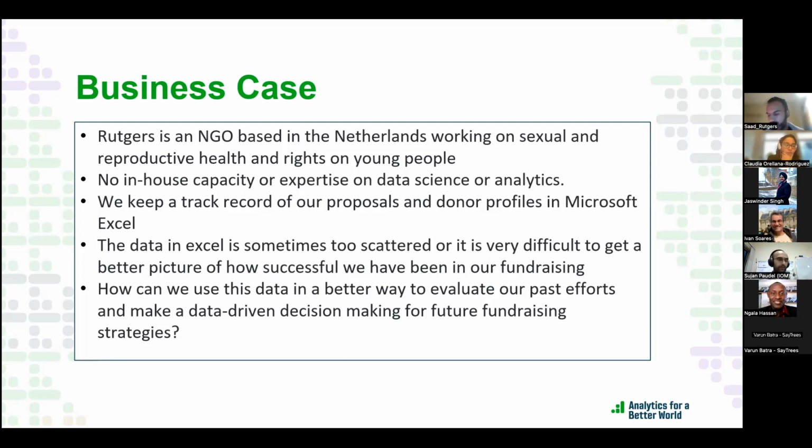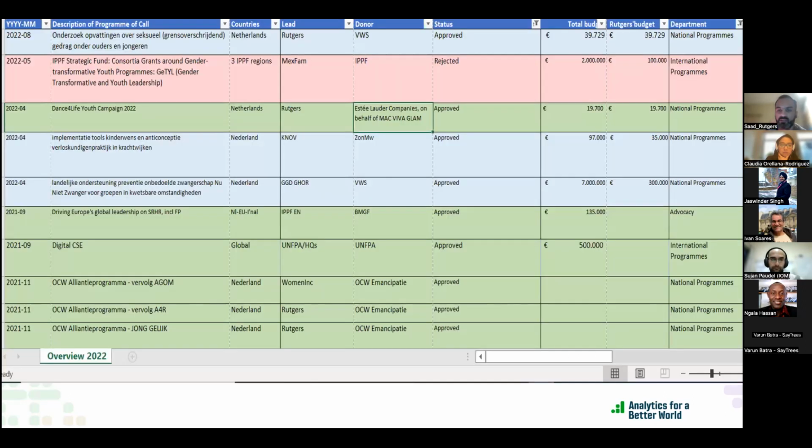So that's why I became interested in experimenting: is there a way that we can use the data that we have in a better way and integrate it into our future strategies? I'll show you a screenshot of how we keep a record of our proposals. This is a very clean version of the data set that I was using. The original version was quite messy and scattered, with a lot of rows and columns that were not really useful for my analysis.